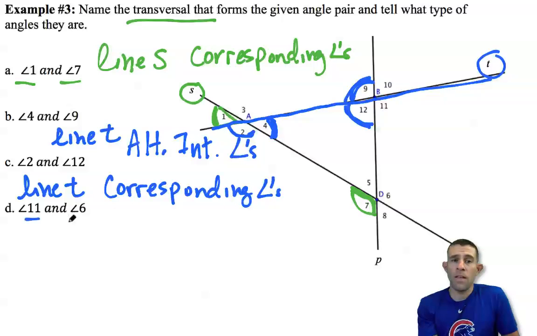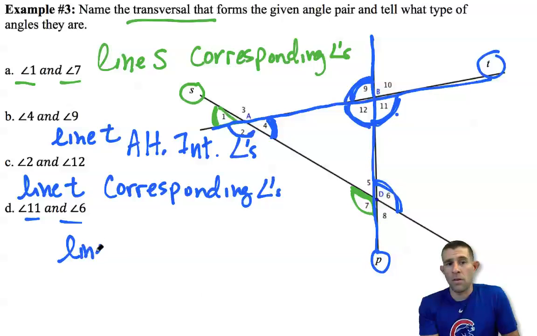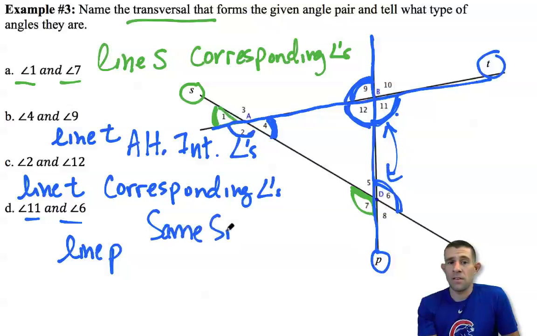And finally we have 11 and 6. Here's angle 6 right over here, and angle 11 is right here. Now the transversal that forms those two angles is transversal P, or in other words, line P. And these guys are on the same side and they're in between the lines. So these guys are known as same side interior angles.